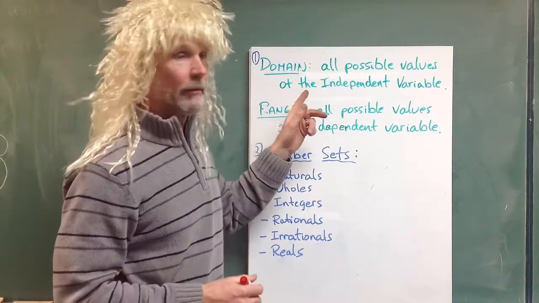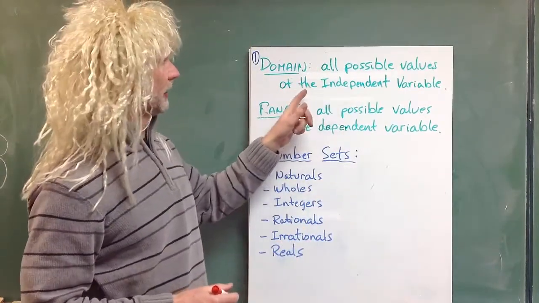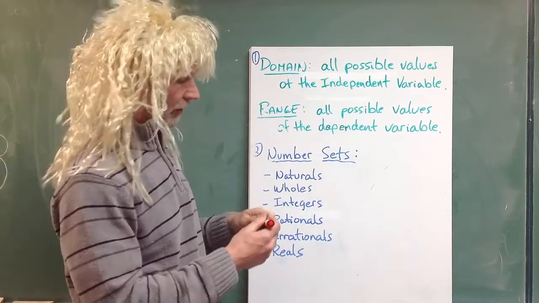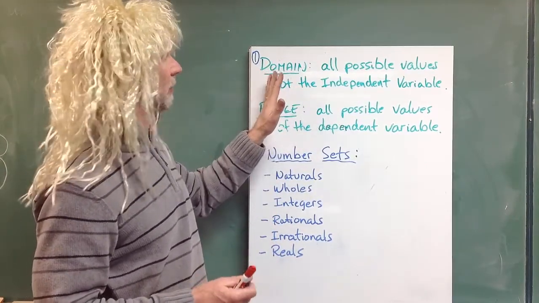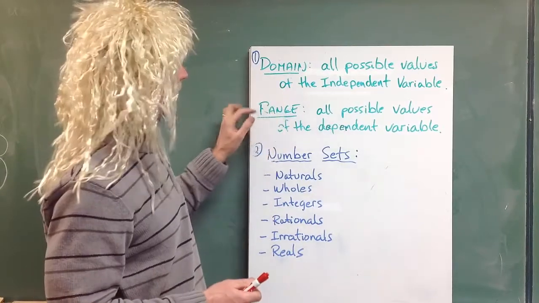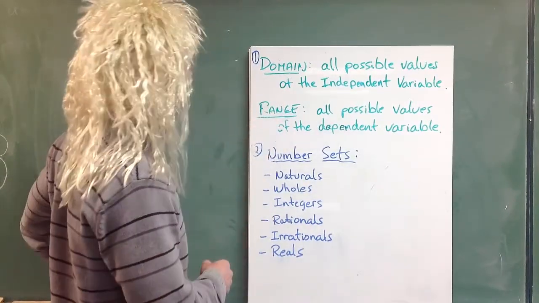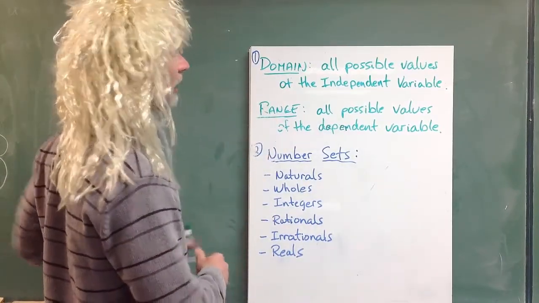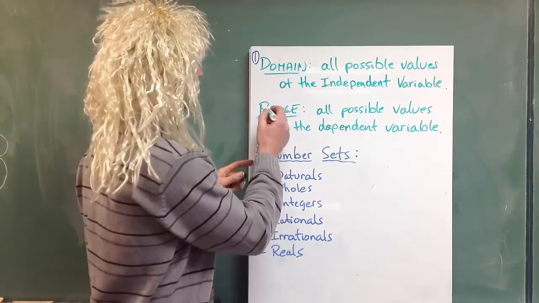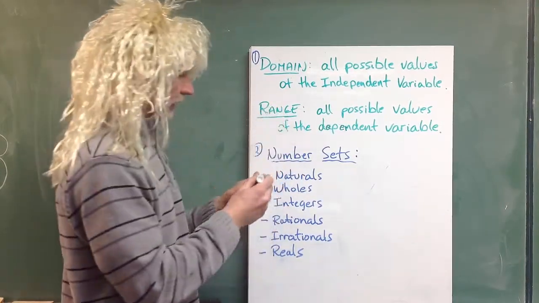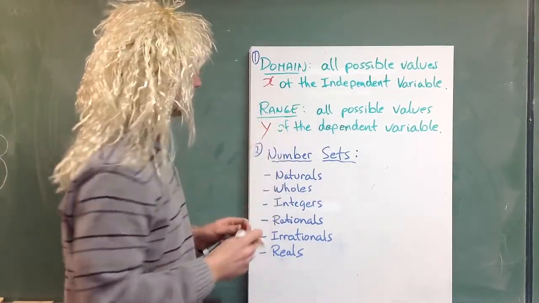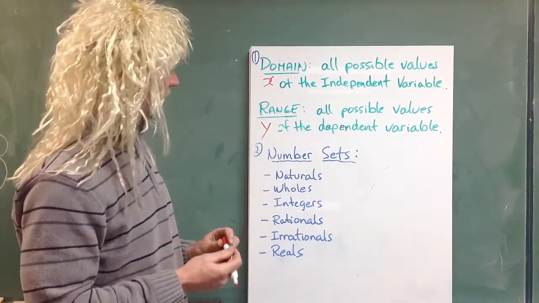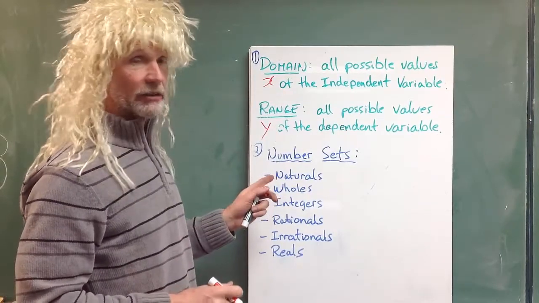First of all, the domain is all the possible values of the independent variable. Usually that's x if we're just talking about x or y, but of course it could be any other independent variable. The range, on the other hand, are all the possible values of the dependent variable. Oftentimes it's y. So if we're dealing with x and y, this is the x values, this is the y values.